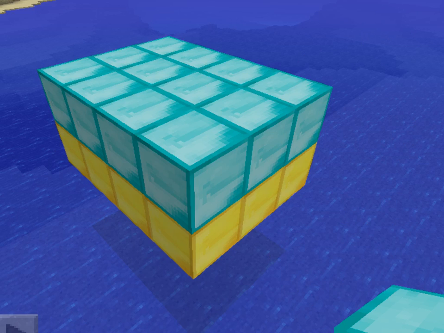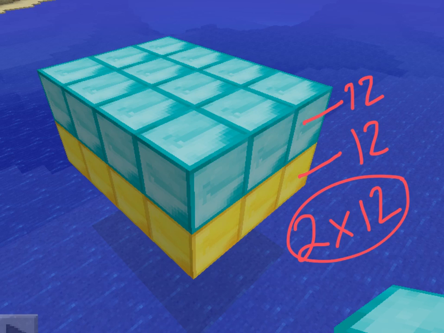So really what I did just now is I found the volume of the first layer, 12, and I found the volume of the second layer, 12. I did 2 sets of 12, 2 times 12. That's going to be important in a minute, because what we're going to look at is how can we find a formula to find the volume of these shapes.